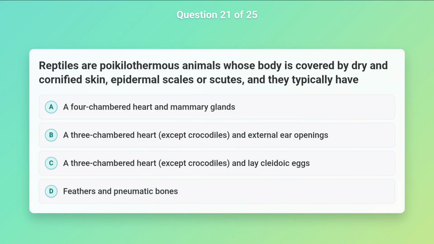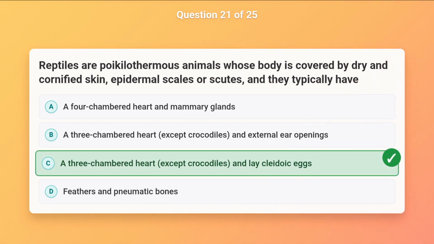Reptiles are poikilothermous animals whose body is covered by dry and cornified skin, epidermal scales or scutes, and they typically have a three-chambered heart, except crocodiles, and lay leathery eggs.